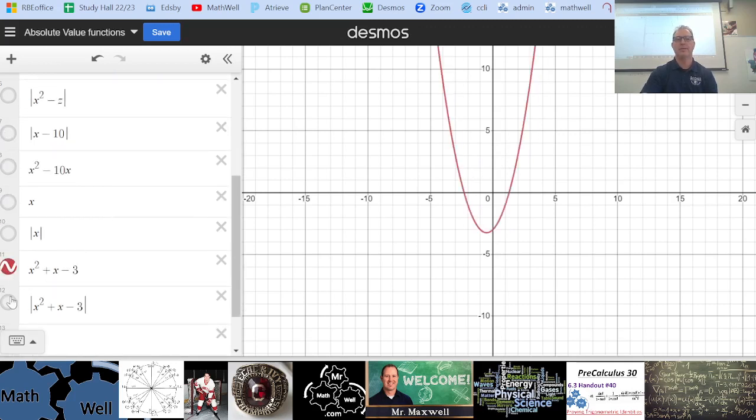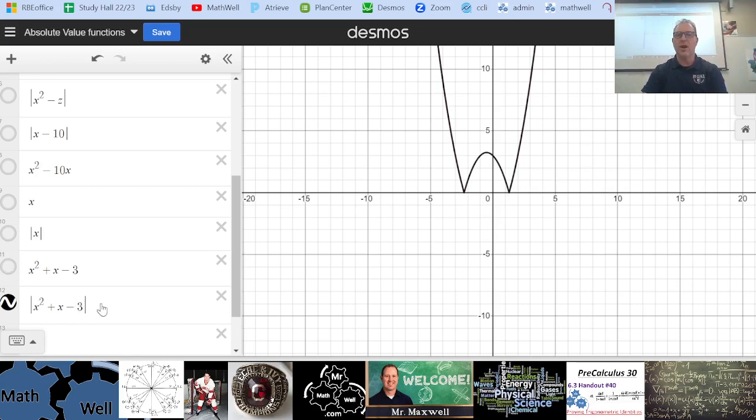Here's another parabola, and here's another absolute value version of it. As far as the graph goes, if the entire function is in absolute values, like x squared plus x minus 3, everything in absolute value, that means you look at the x-axis, and it's like you fold the bottom half up over top and overlay it. So everything gets reflected up.